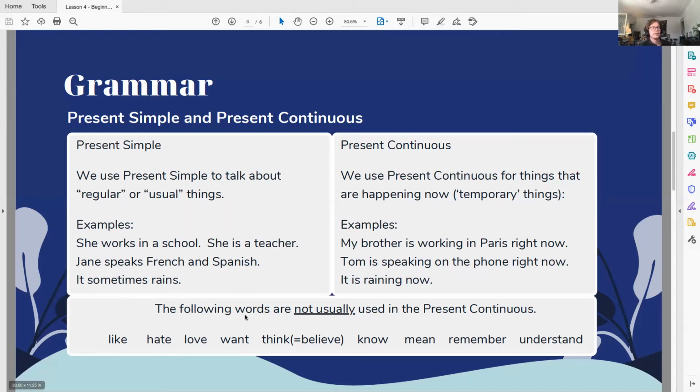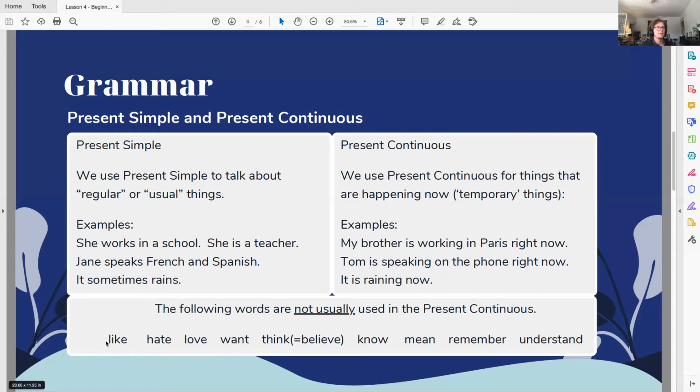Which is why if you take a look at the bottom here, the following words are not usually used in the present continuous. So things like hate, love, want, think, believe, know, mean, remember, understand. We would never say, I am knowing how to speak English. I am liking the sunshine.